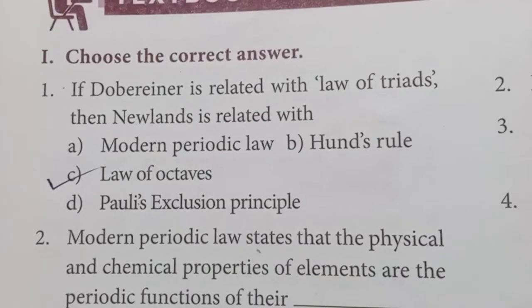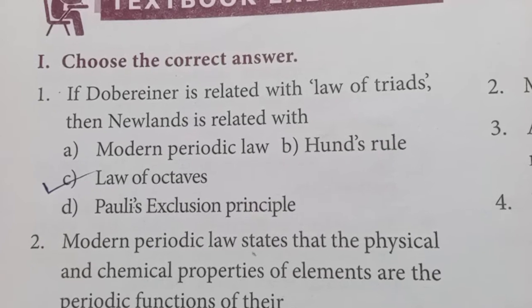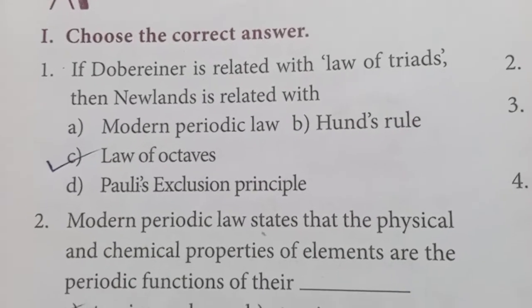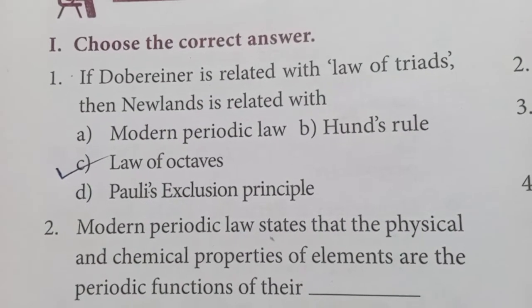So choose the correct answer. If Dobereiner is related with the law of triads, then Newlands is related with the law of octaves.